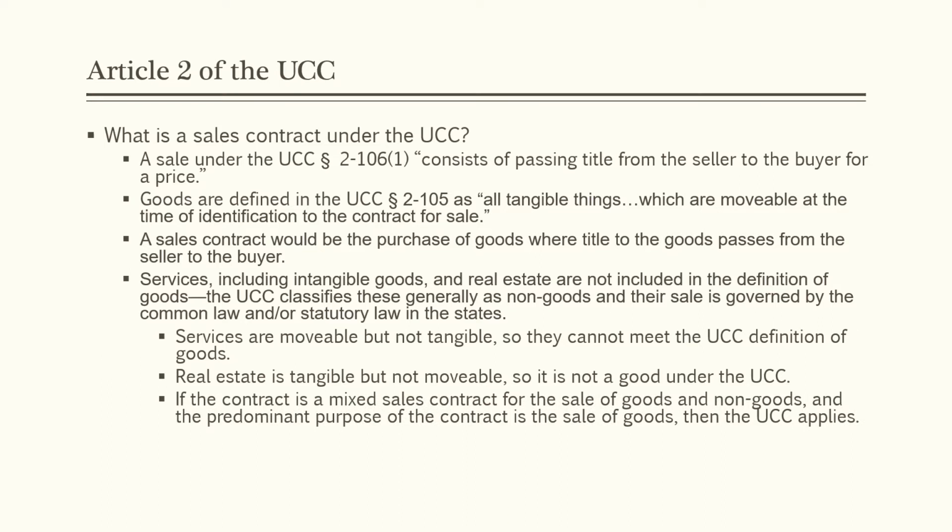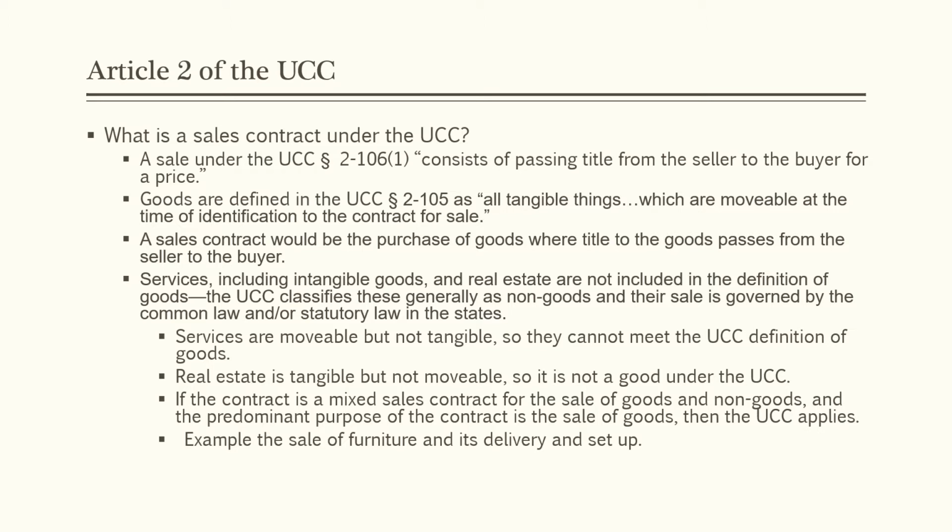Now, if the contract is a mixed sales contract for the sale of goods and non-goods, and the predominant purpose of the contract is the sale of goods, then the UCC applies. An example of this would be the sale of furniture and its delivery and setup. Furniture is obviously a good under the UCC, but delivery of the furniture and setting it up in the buyer's home is a service. Now, this is truly a mixed sales contract.